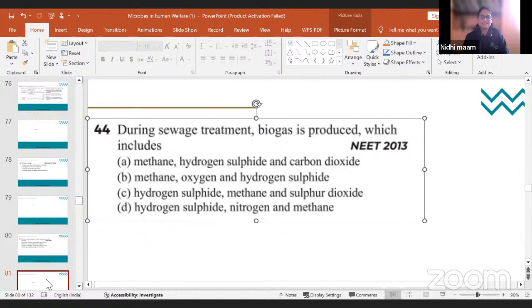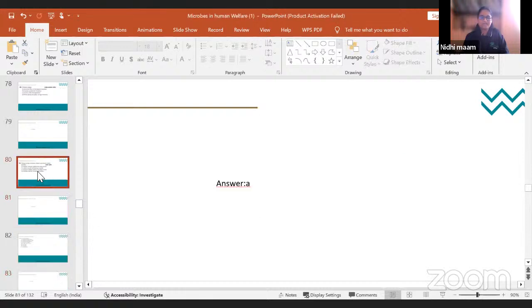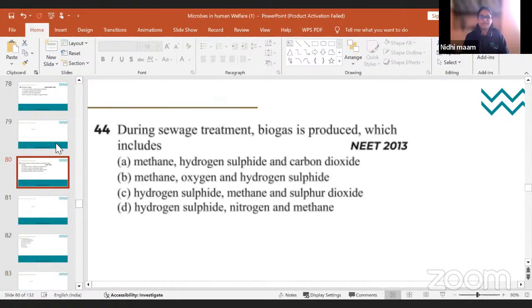So the right answer is here. Option A, methane, hydrogen sulfide and carbon dioxide. Remember that hydrogen sulfide and nitrogen are not together in biogas. So option A is the right answer. Next question.